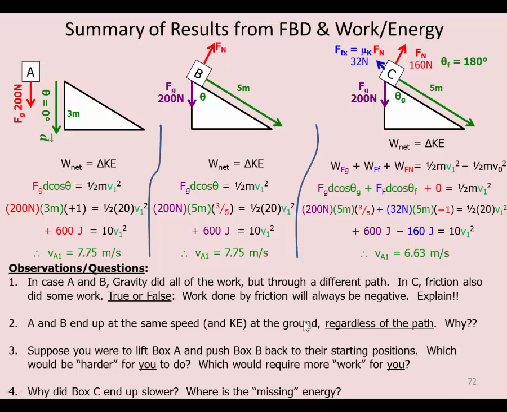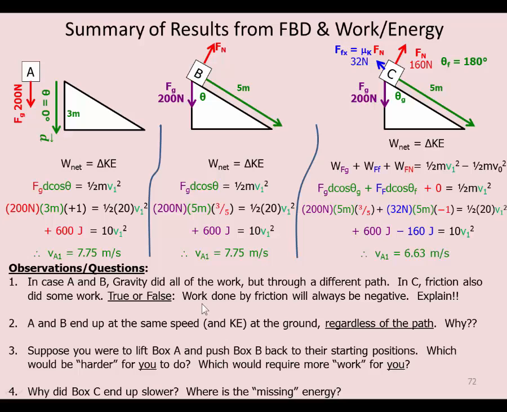So let's just look at some questions. What I would like you to do is answer these four questions for me, and then we'll talk about the correct answers in class. So in cases A and B, gravity did all the work, but through a different path in each case. In the first case, it went straight down. In the second case, it went down a much longer path at a slope. In part C, friction also did some work.